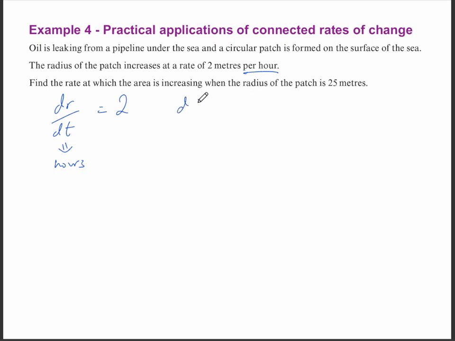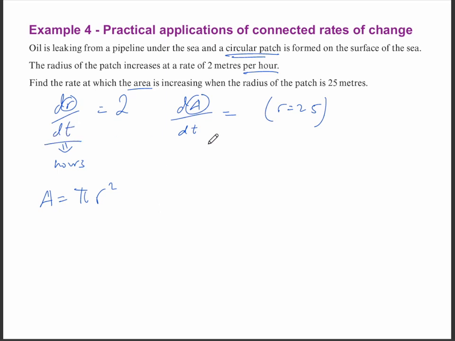So you want to find dA over dt, the rate at which the area is increasing, and you want to find that when r is equal to 25. For that we need to introduce a new formula. Obviously they haven't given us any formula like they did above, but you should be able to figure out what formula they're asking for, because they are relating area and radius, and it's a circular patch. This will give us that area equals pi r squared.